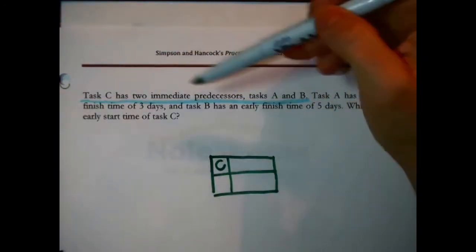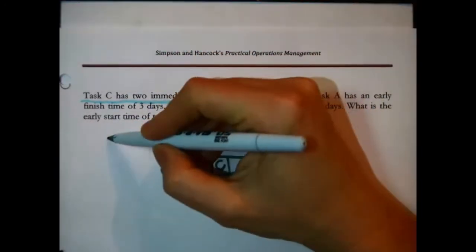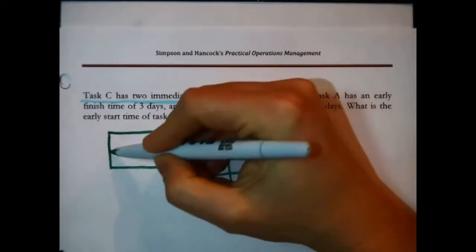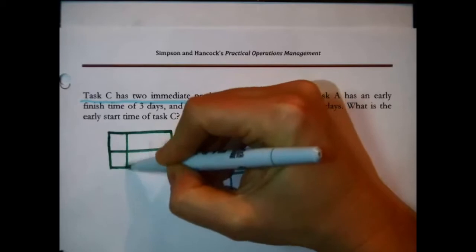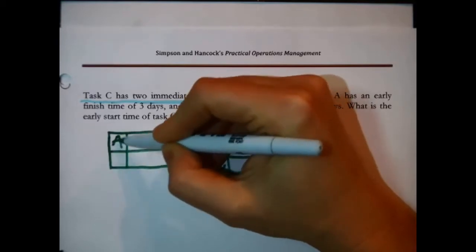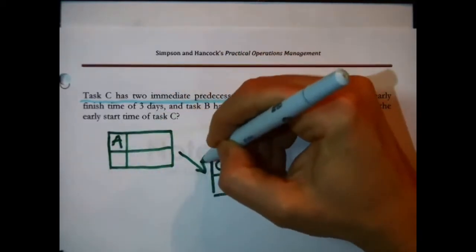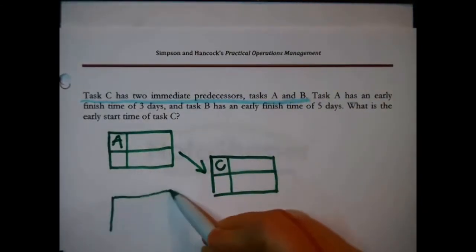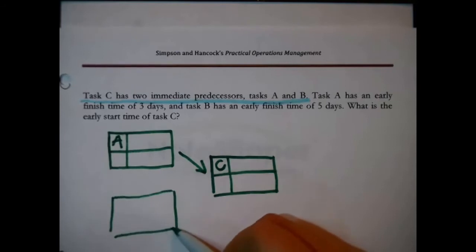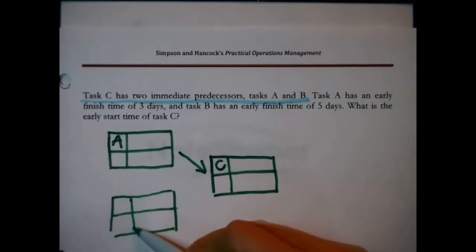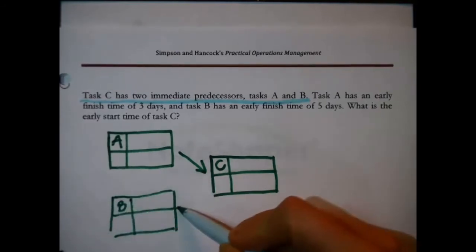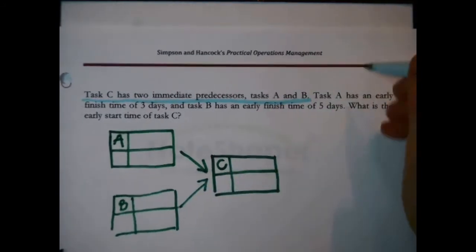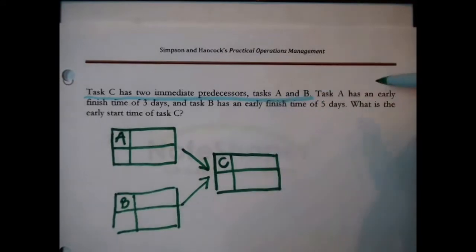And what am I told? C has two immediate predecessors. They come before, some task called A. When you are finished with A, you can proceed to C, and B, a similar diagram. When A and B are finished, you can proceed with C. Now see, this gives us somewhere to store this other information.